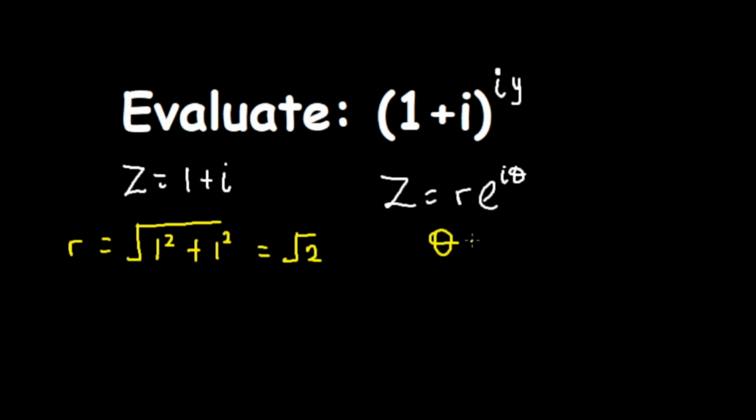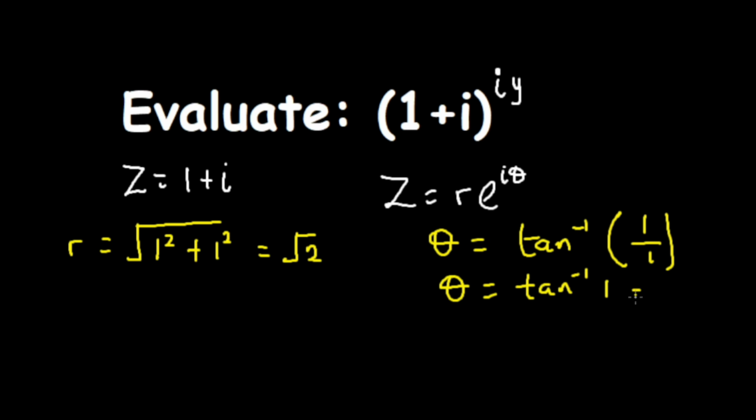Then your theta is equal to the arctan of the imaginary part over the real part, meaning that theta is equal to the arctan of 1, which is pi over 4. So we've settled r and theta. So this whole thing can also be written as z is equal to root 2 e to the i pi over 4. Do you get it now? That is also 1 plus i.